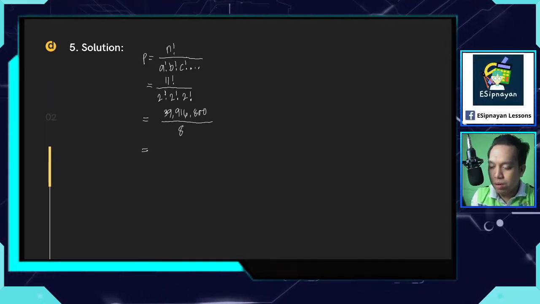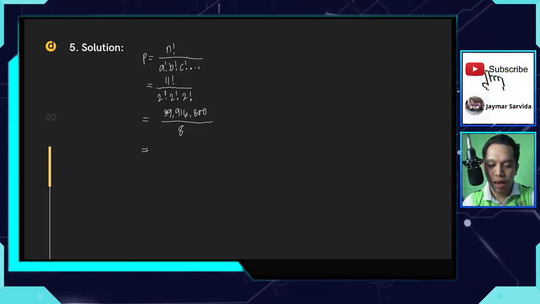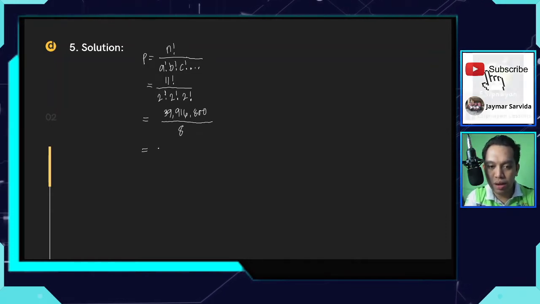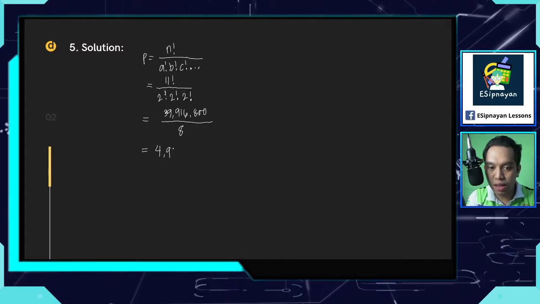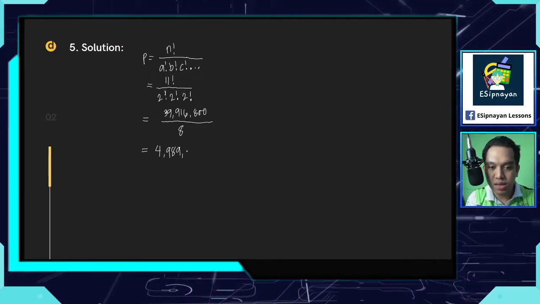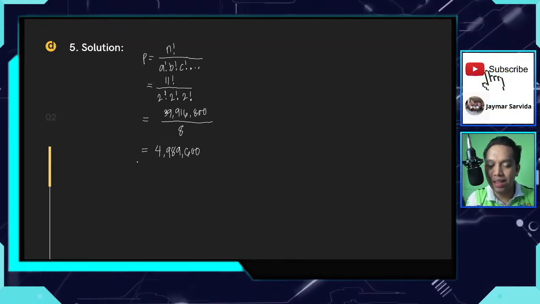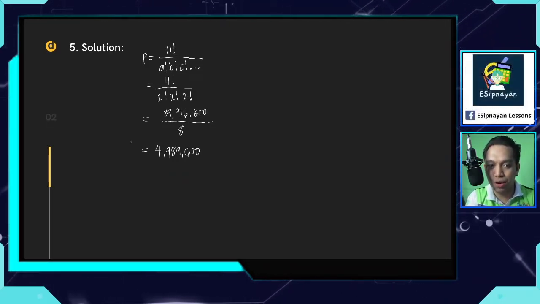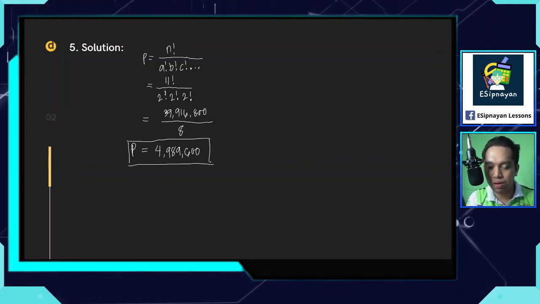So, 39,916,800 divided by 8. And the answer is 4 million. So the answer is 4,989,600. Okay, so we have 4,989,600 ways to arrange the letters in the word mathematics. Diba? Ang dami. So, million.